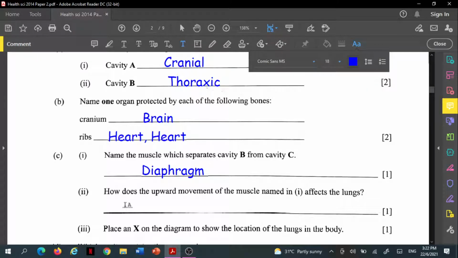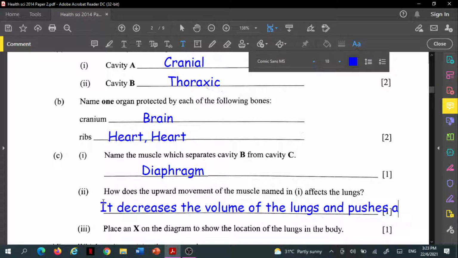And it is simple. It decreases the volume of the lungs, and pushes air out of the lungs. I just want to put that extra piece right there, out of the lungs. So it creates an upward force, an upward push, and that upward push in the lungs will cause the air to be expelled from the lungs. That is exhalation. So it's exactly what is happening right there.